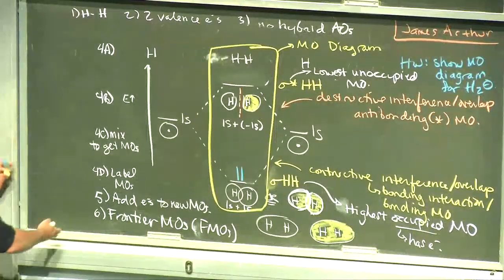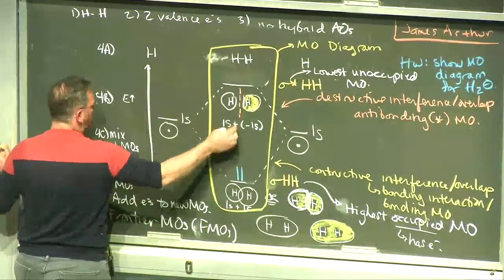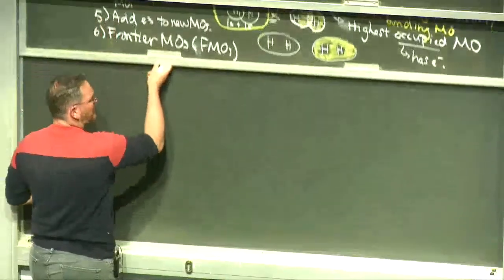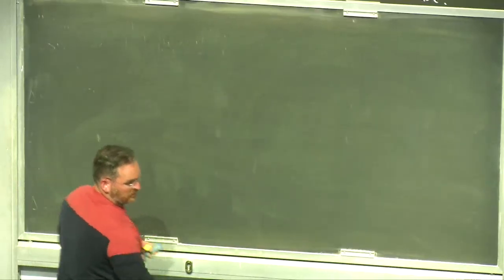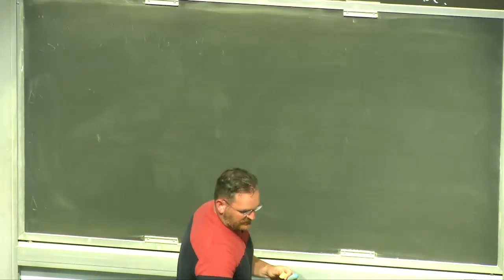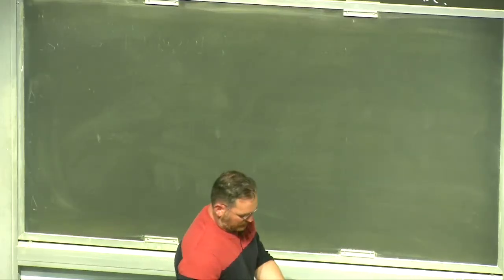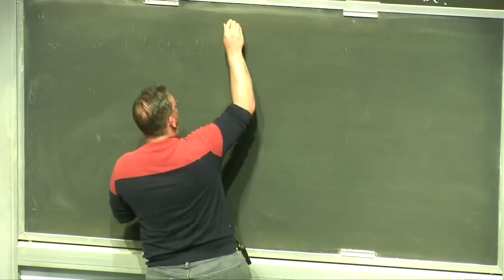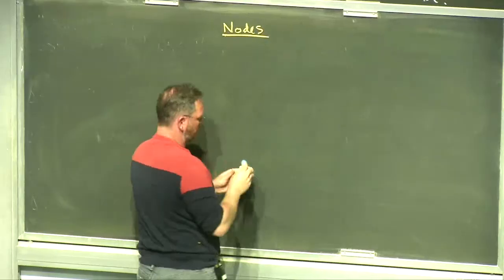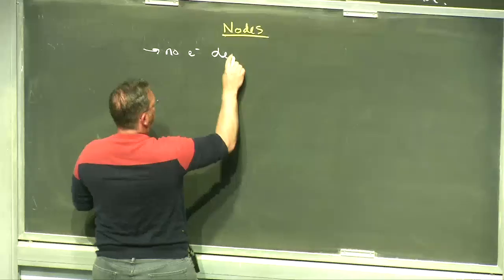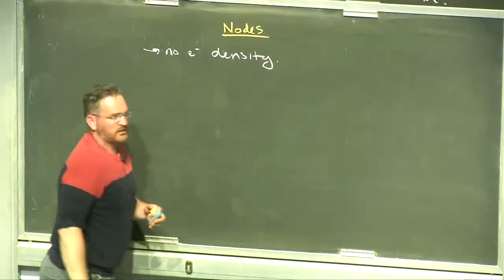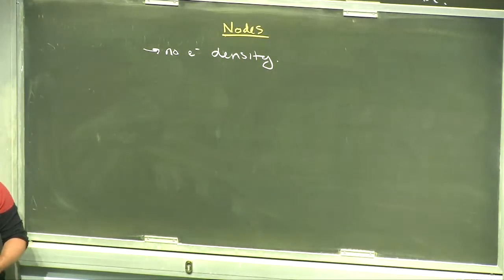Okay. So let's check out this red dotted line and try to get a little bit more understanding of it. That red dotted line is our node. And there are some things that we need to know about nodes. It's telling us that there's no electron density. That is true, is what the node is telling you. The other thing to understand is that in an orbital, every time you pass through a node, you change phase.